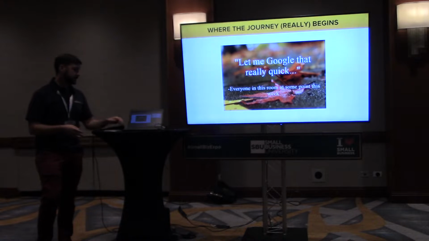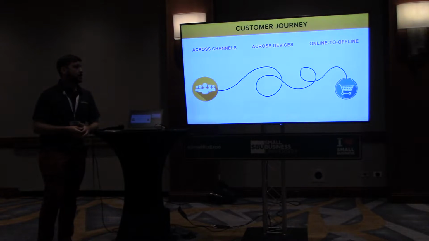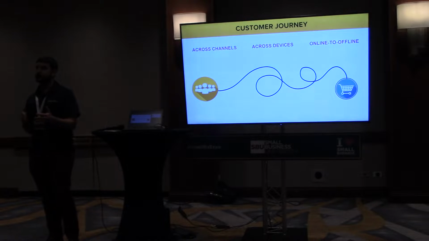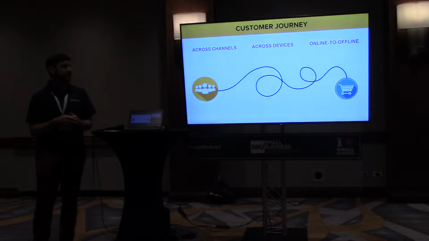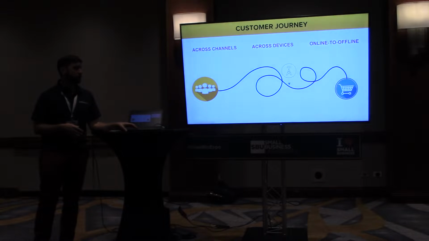And the journey has changed a lot, whereas before it was probably more linear. You would search, you would find something, you'd call them. Now there's so much other stuff that happens. People have 2.5 devices on average in their homes. It could be a phone, laptop, tablet, or desktop. So they're actually doing these searches across multiple devices.